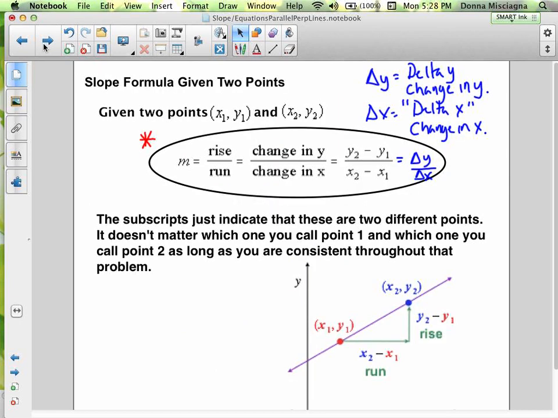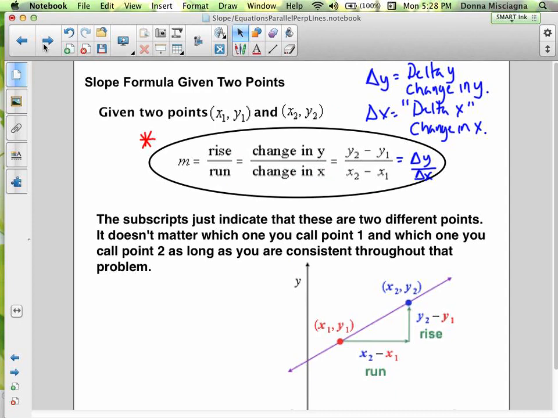I kind of introduced it on that other page, but I have it over here fully in notes. You have this in your notes, and I even put a star next to it because it's very important. You'll need to be able to remember that formula. So the slope formula given 2 points. If you're given 2 points, to figure out the slope, it's the rise over the run, or the change in y over the change in x, or delta y, which means change in y, over delta x, which means change in x. And to find that, you take the difference in your two y coordinates and the difference in your two x coordinates. Now those subscripts just indicate that there are two different points.